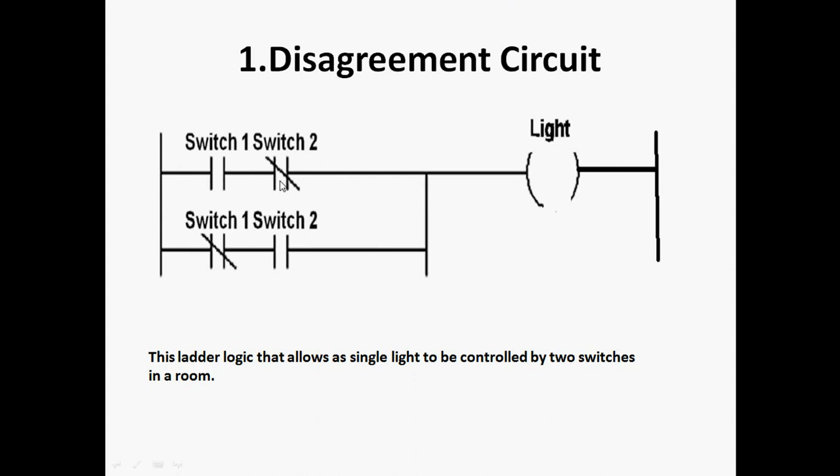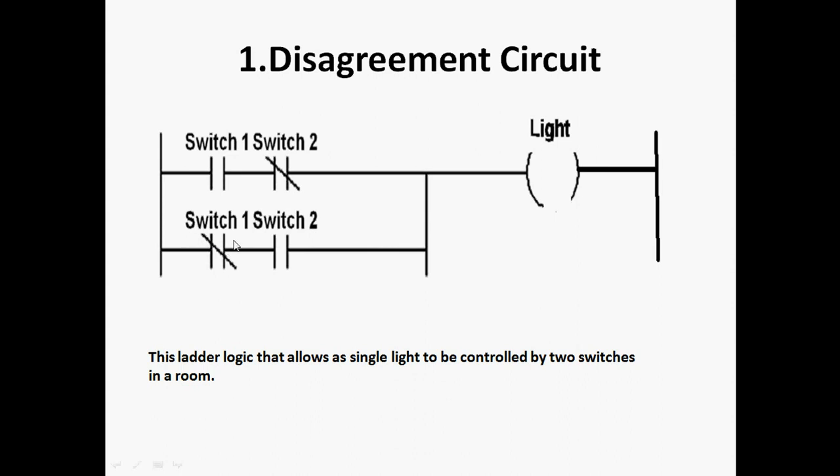Switch 1 and switch 2, this one is normally open. Switch 1 is in our first rung, we can attach it like this, and switch 2 is normally closed. Suppose switch 1 has value 1 and switch 2 has value 0, what will happen? Then the light should be on.